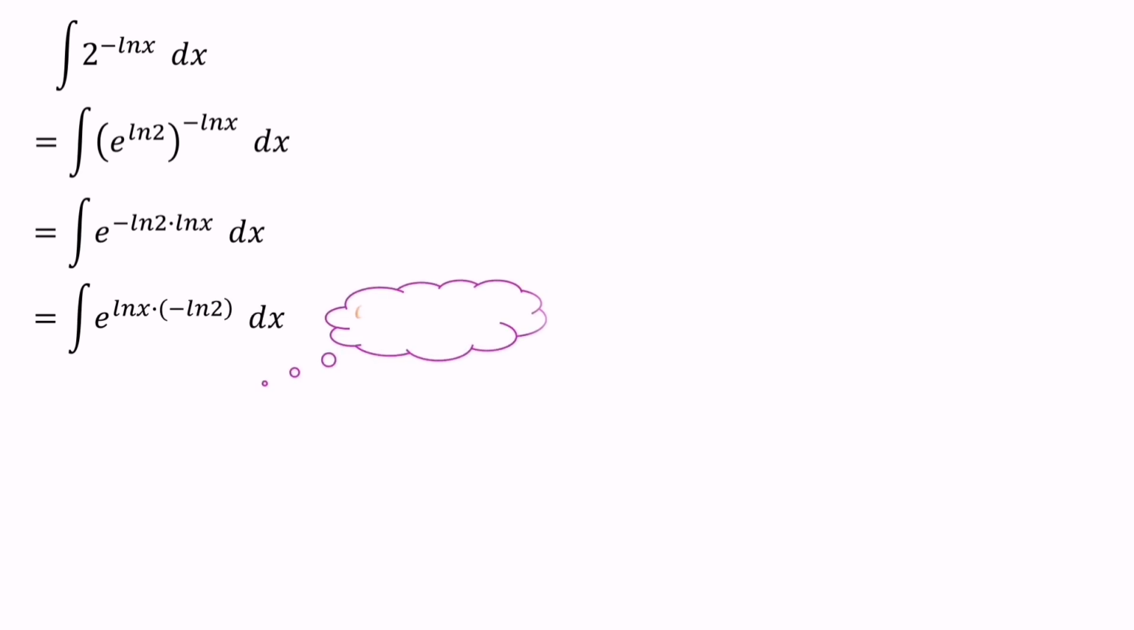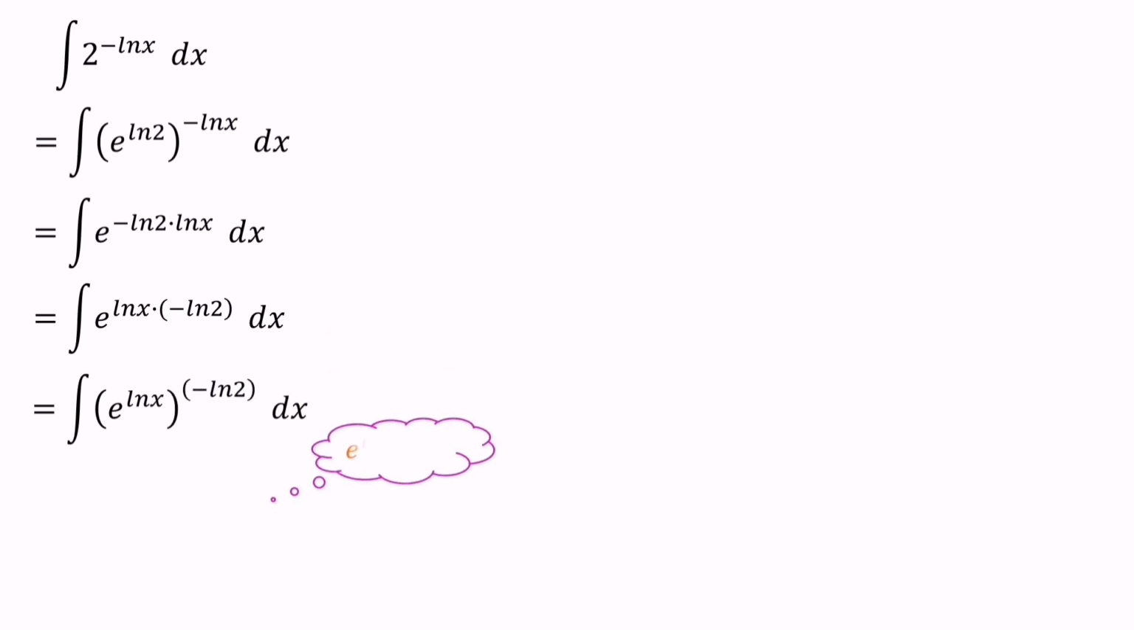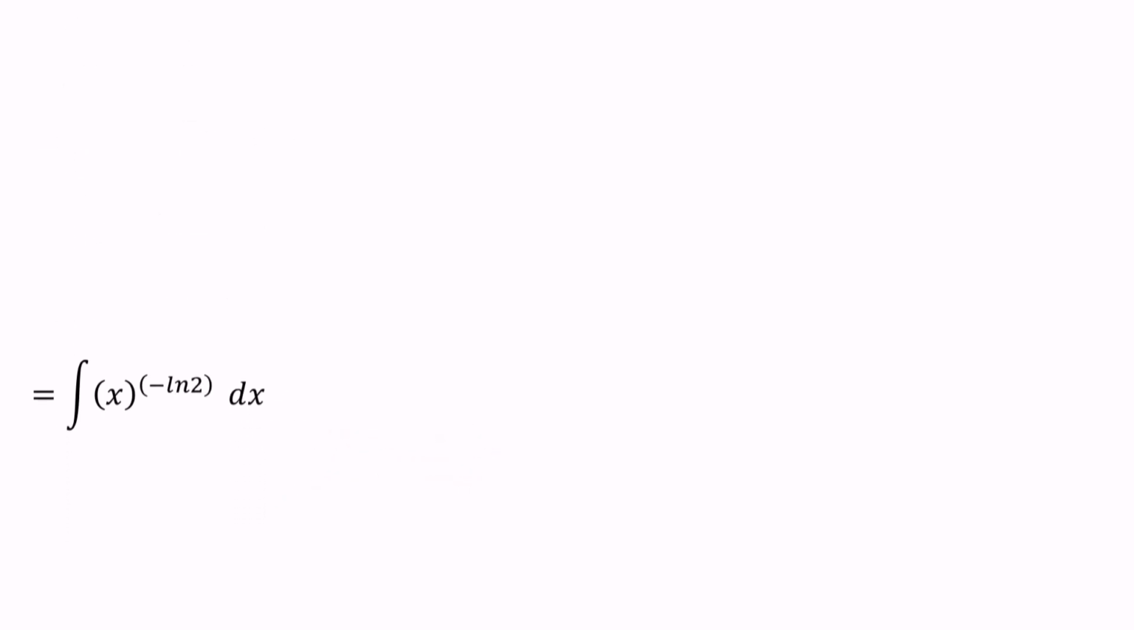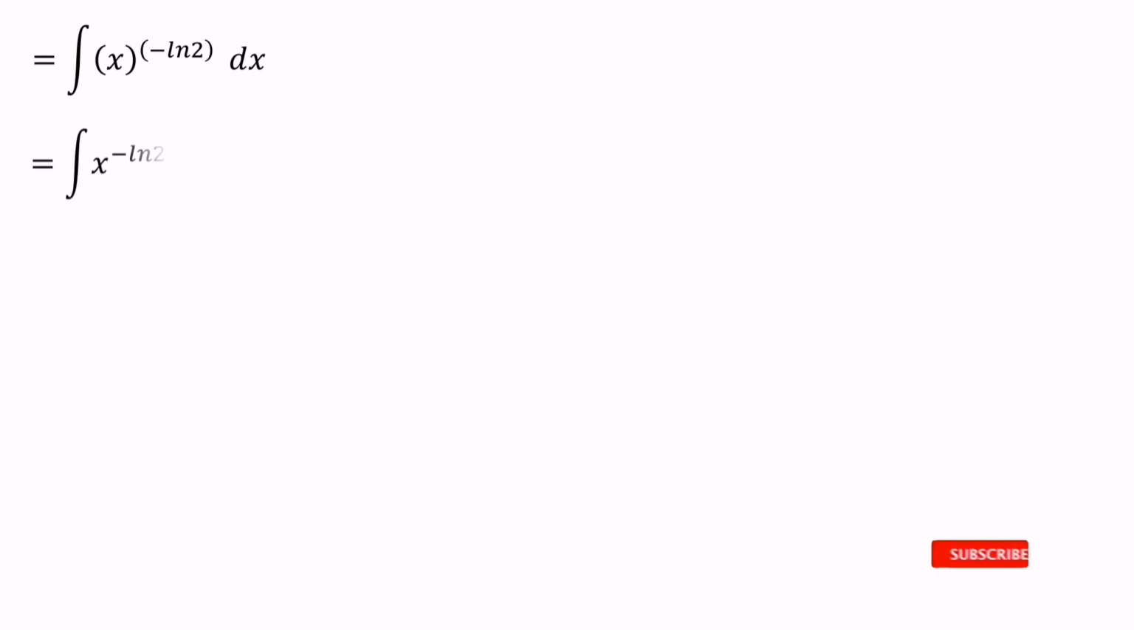A to the power of m times n, we can write as a to the power of m to the power of n. Using this equation, e to the power of ln x times minus ln 2 value, we can write as e to the power of ln x to the power of minus ln 2. E to the power of ln b value, we can write as b. So in here, e to the power of ln x value, we can write as x. Then we have x to the power of minus ln 2.